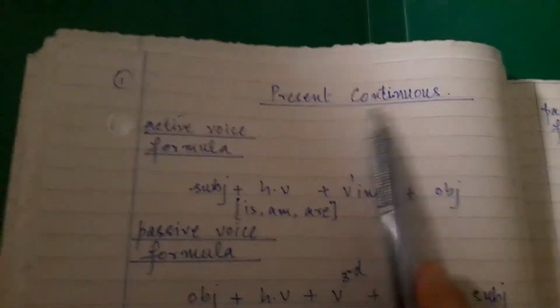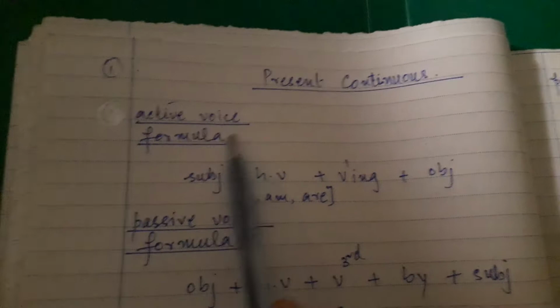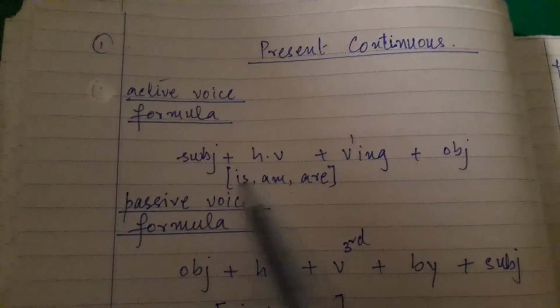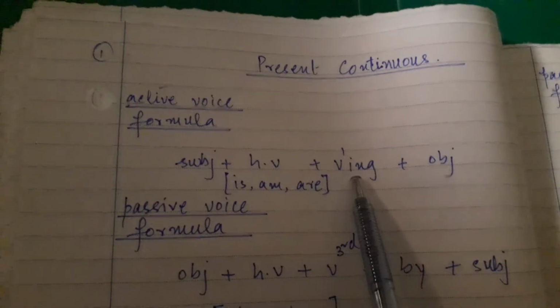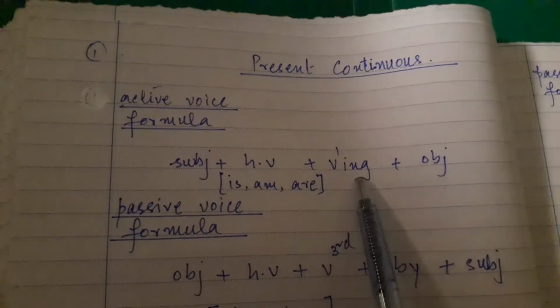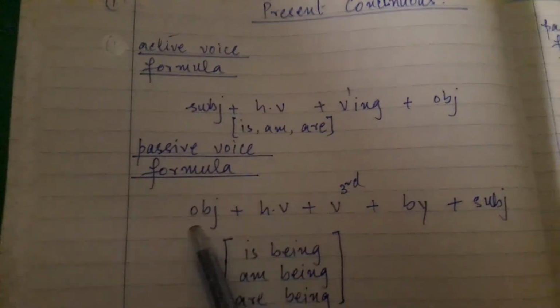Now, in case of continuous tense, what will be the formulas? We are here at present continuous, the first one. Active voice formula is subject, then we use helping verb is, am, are, first form of verb, and ing for continuous, then last comes object. Now what happens in passive voice?